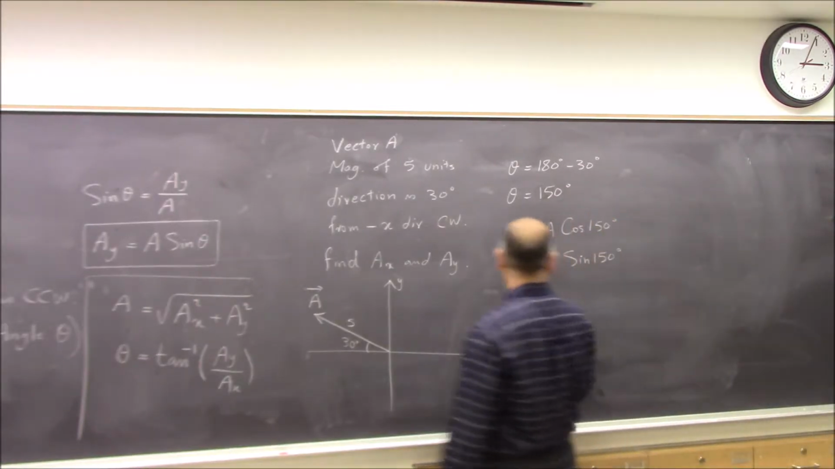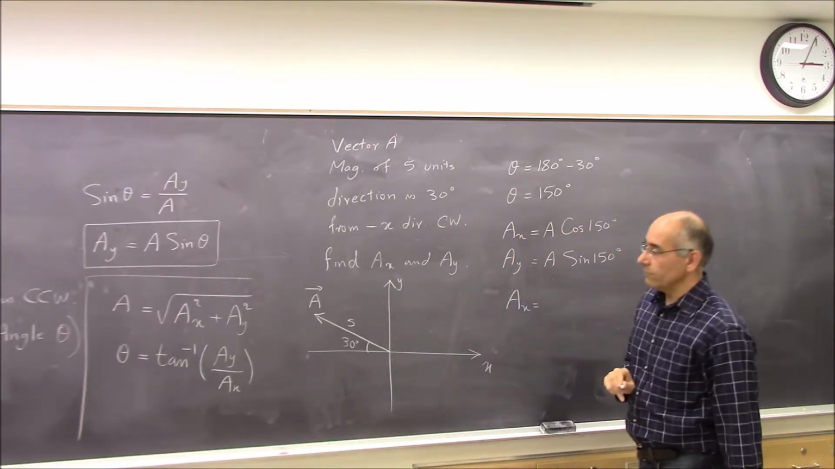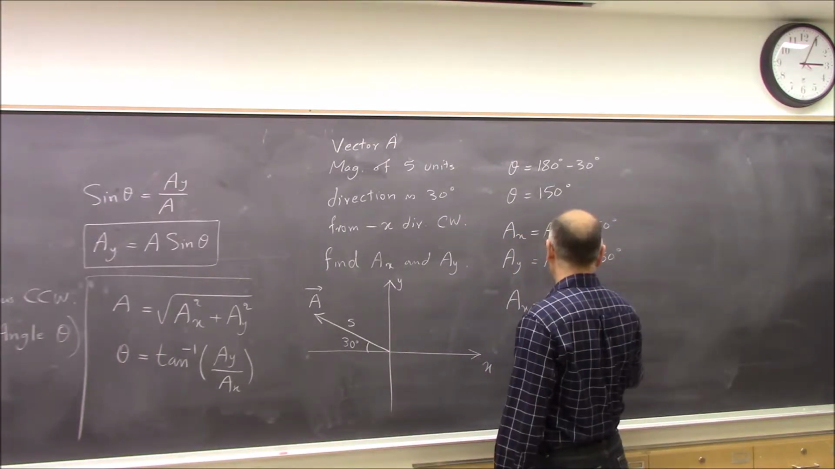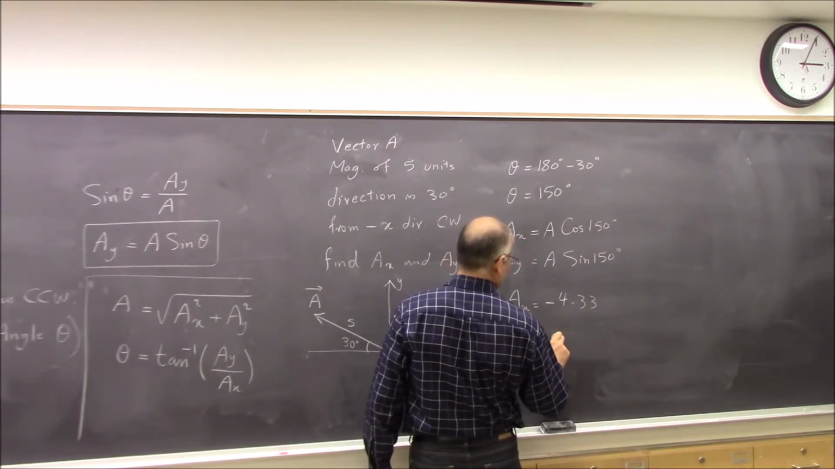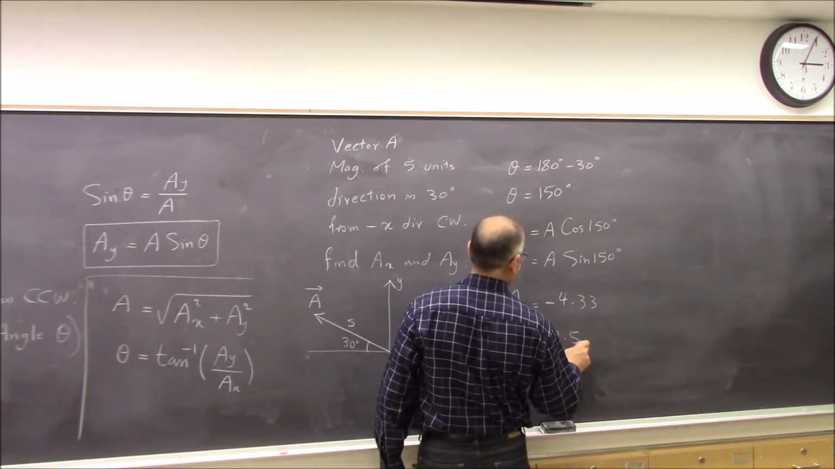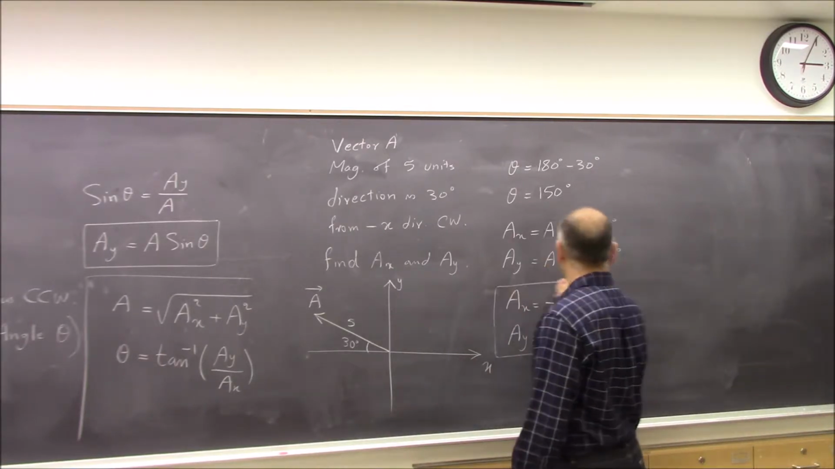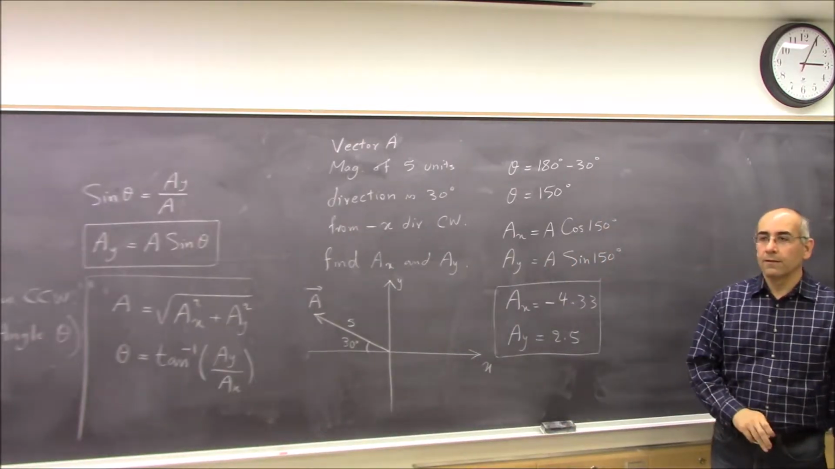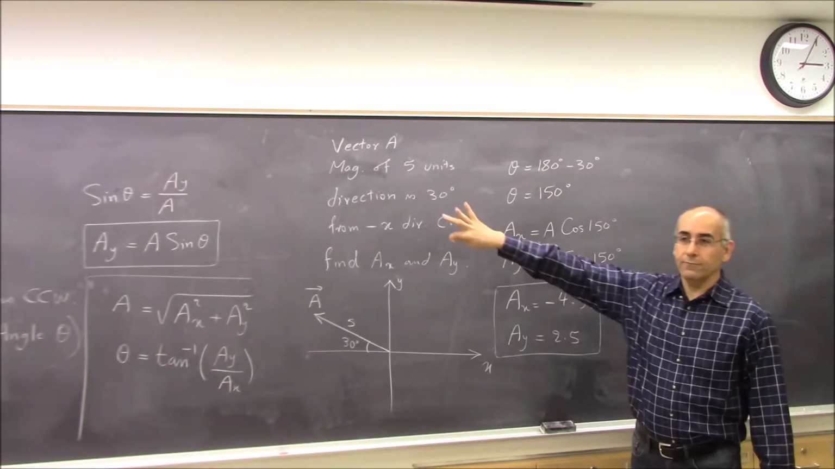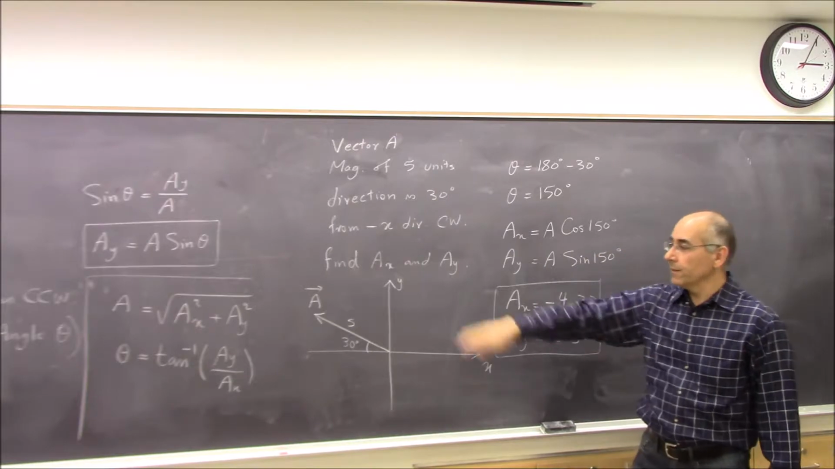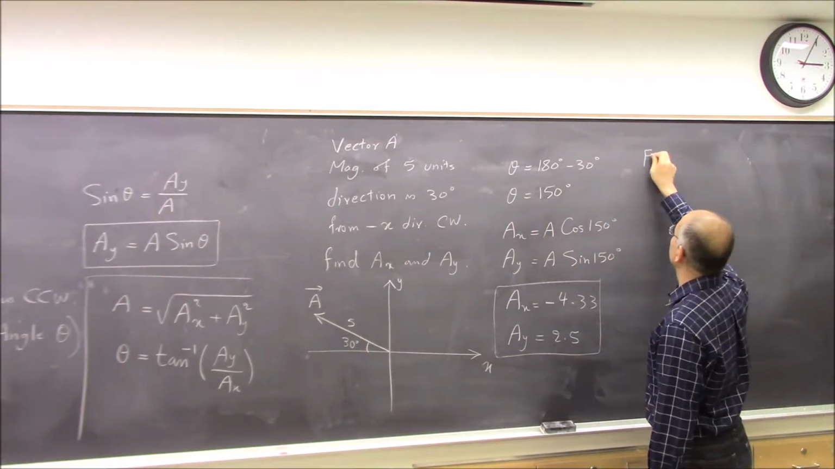So ax is 5 cosine 150. What is that? Negative 4.33. And ay is 2.5, positive, right? So these are the components. Now, suppose you know the components, forget about what they were. Try to find magnitude and direction back from these components.